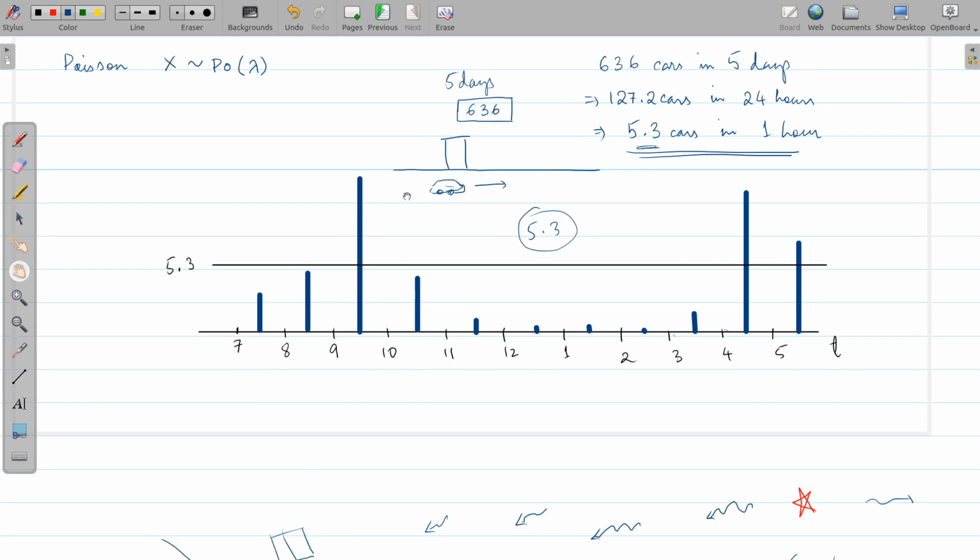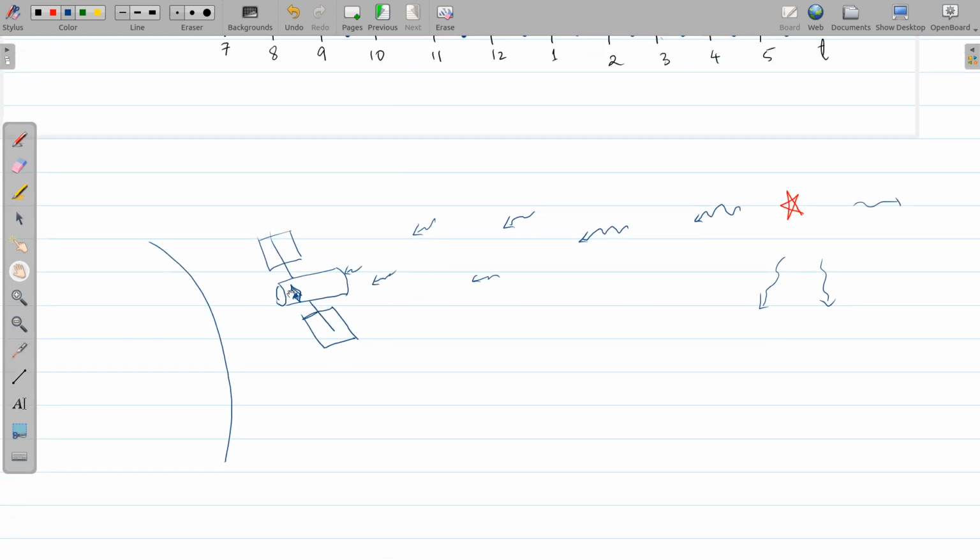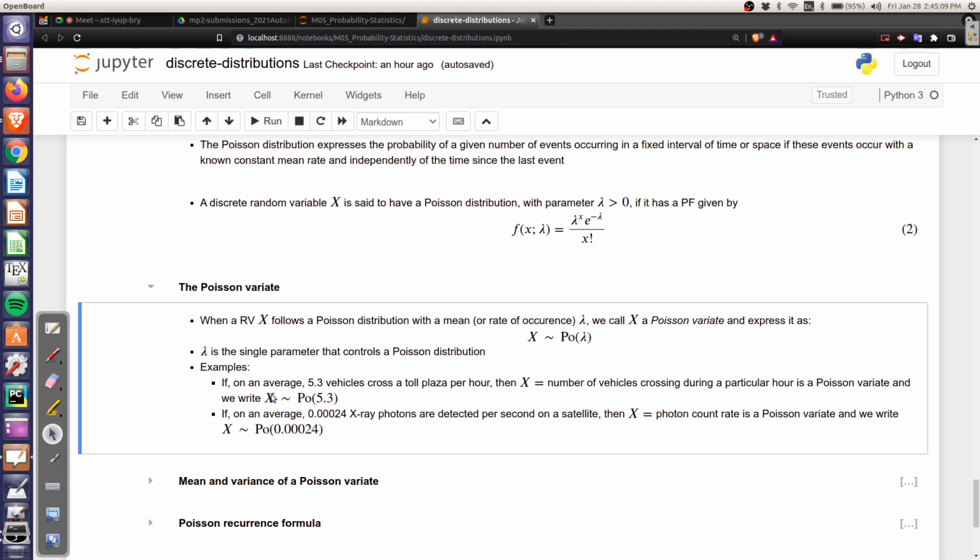Every time a car crossed the toll plaza, you kept a count of the number of cars. So every time a photon hits the detector, it keeps a count of the number of photons. Okay, so let us say I have a satellite, and this satellite detects 0.00024 photons per second. Does it mean that it detects a fraction of a photon? Obviously not, because you cannot fragment the photons. It is just an average number.